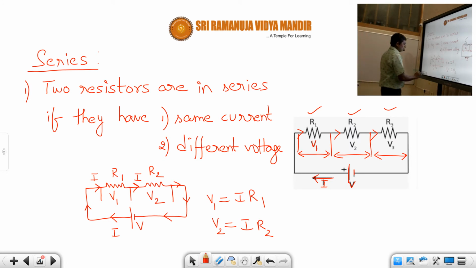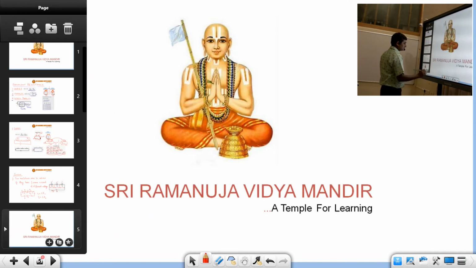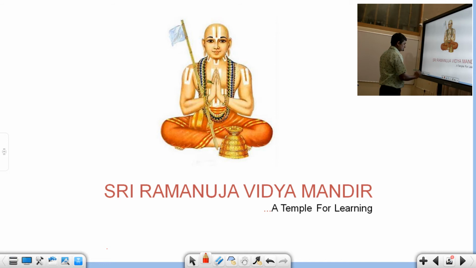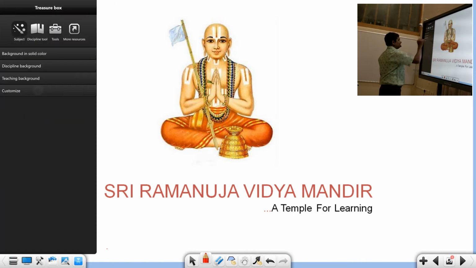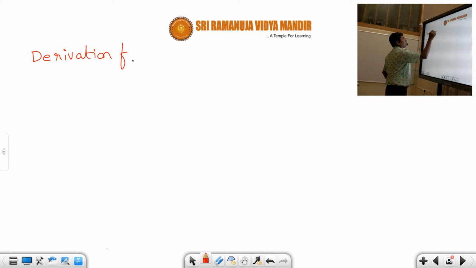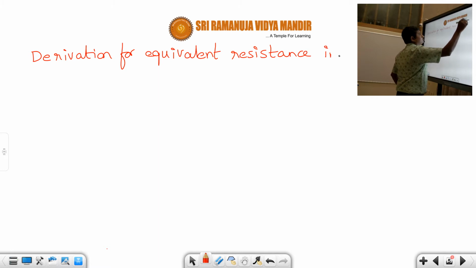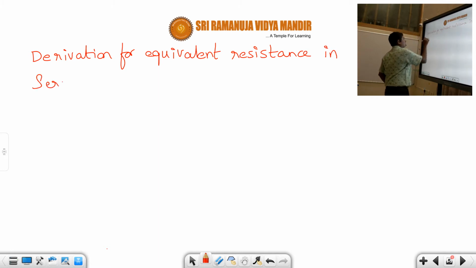So now we'll first derive the equivalent resistance in series, students. Let us see how to calculate the equivalent resistance in series. Okay, so this is the derivation for equivalent resistance in series, students.